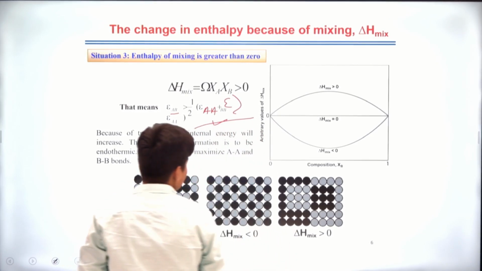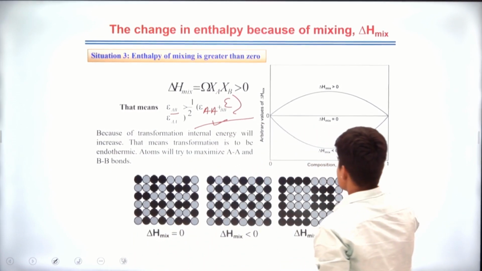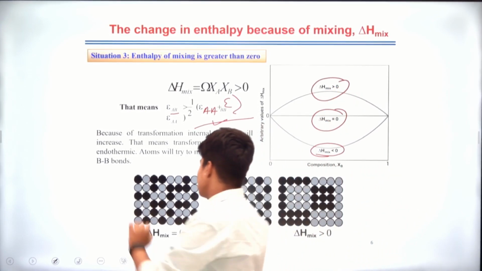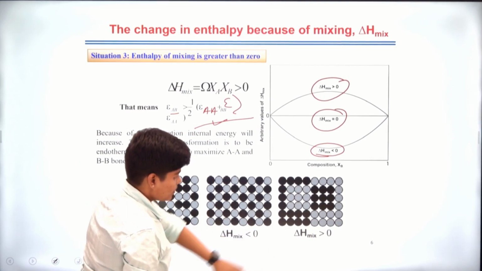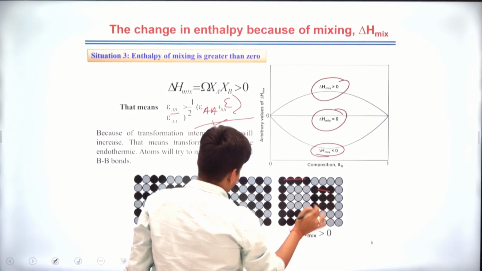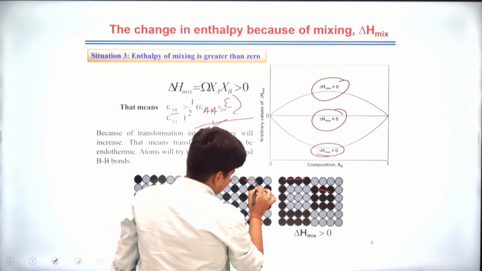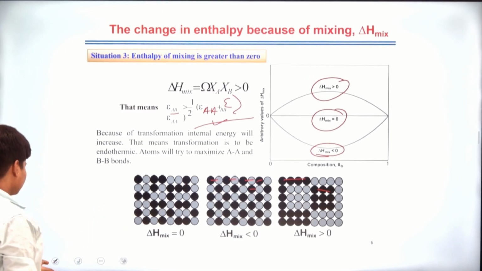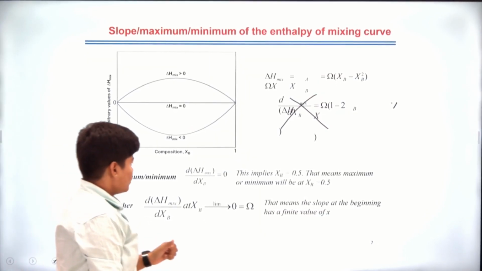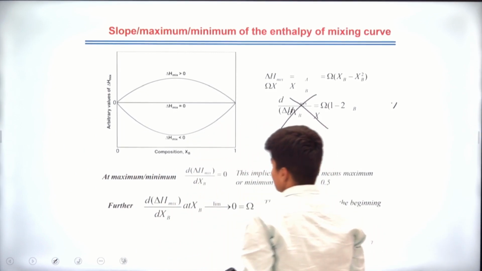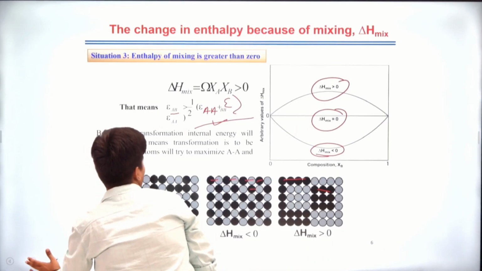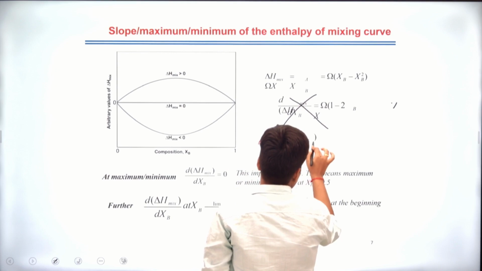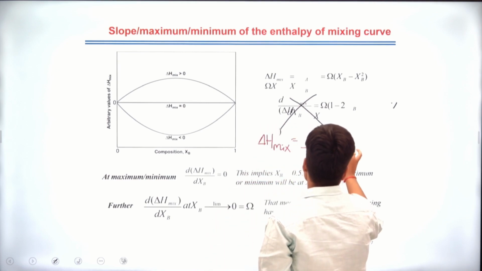So we can see from this graph, del G mix is less than 0, del S mix is equal to 0, and del H mix is greater than 0. From this graph also we can see the bond energies of AA and BB are equal, and here del H mix, meaning AB, is equal to AA plus BB. So now we are taking one term, and finally we are getting the equation: del H mix will be omega XA XB.